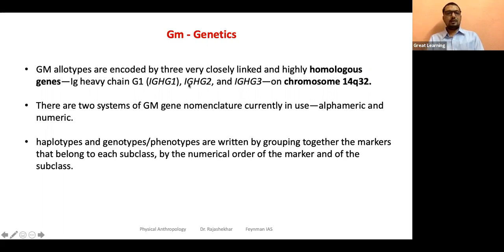These three genes are called IGHG1, G2, G3 because they're part of the heavy chain. So Ig is immunoglobulin G, H is heavy chain, and G1, G2, G3 are the forms. So you can put IgG in heavy chain, the arrow marks G1, G2, G3.